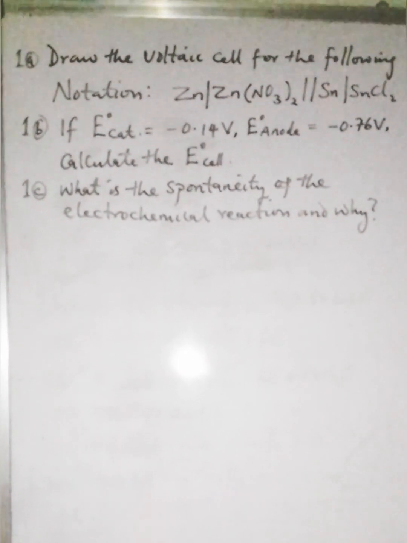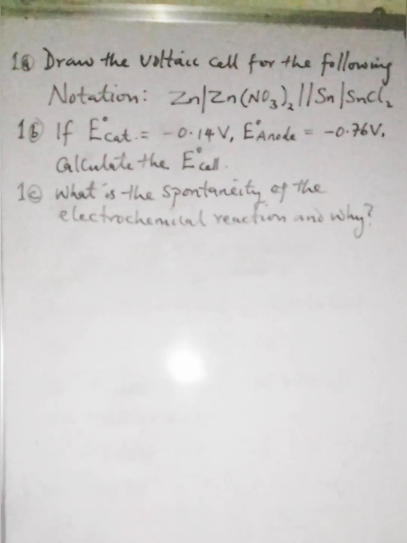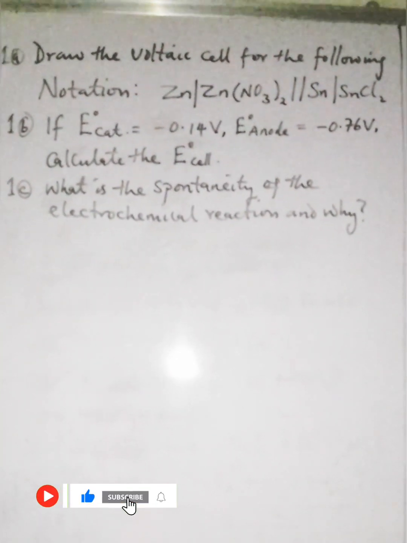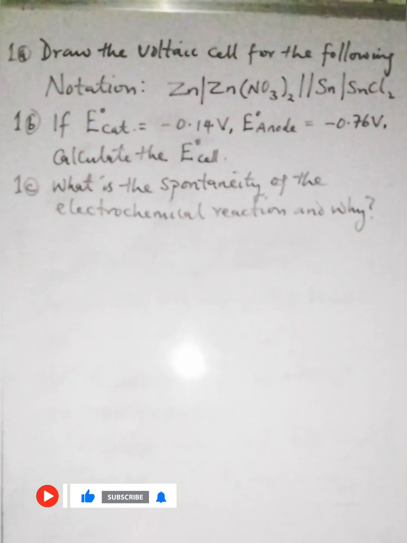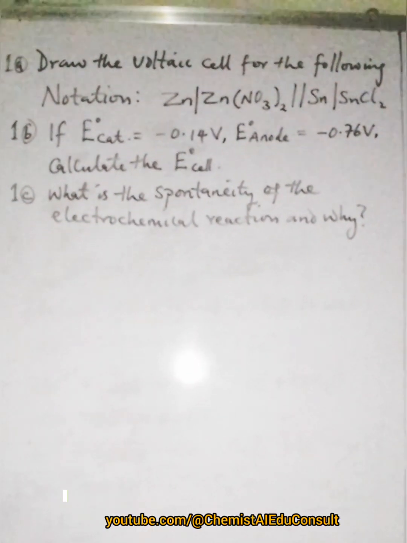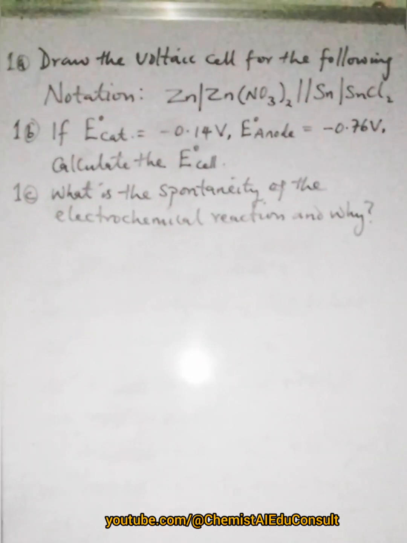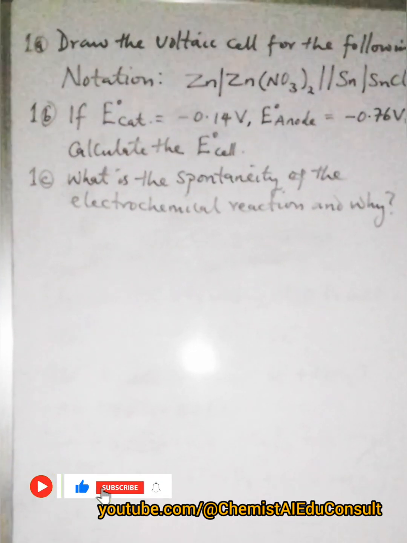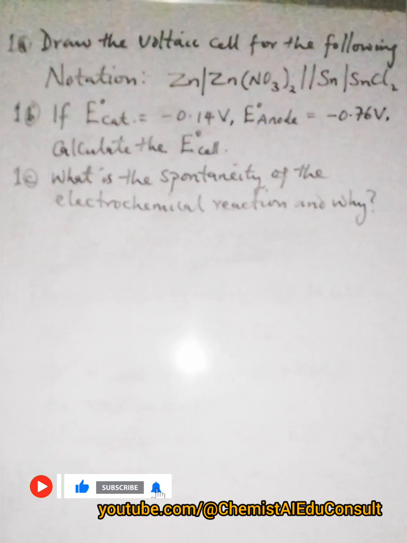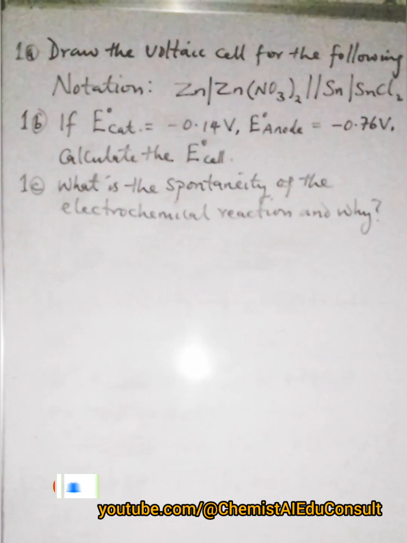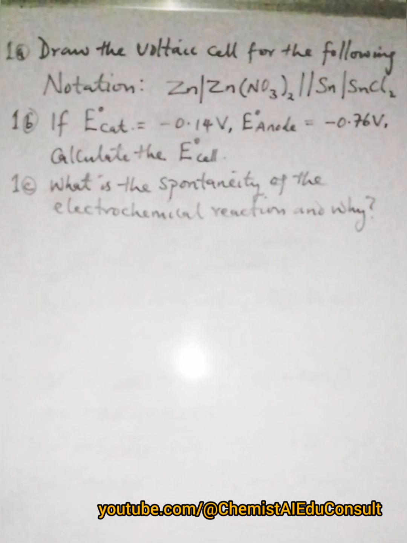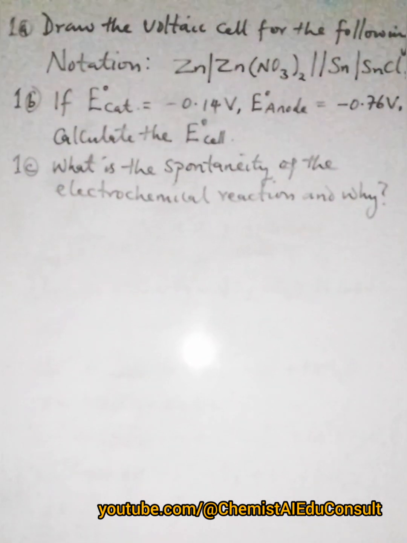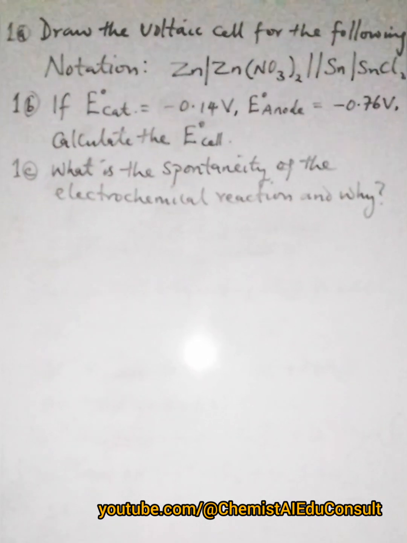The question says we should draw the voltaic cell for the following notation: zinc anode dipped inside zinc nitrate electrolyte, and tin anode dipped inside tin 2 chloride electrolyte. 1b. If the electrode potential, that is cathode potential, is equal to minus 0.14 volts and anode potential is equal to minus 0.76 volts, calculate the electromotive force of the cell.